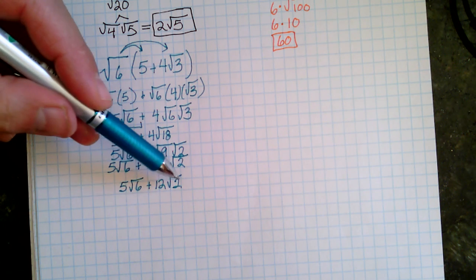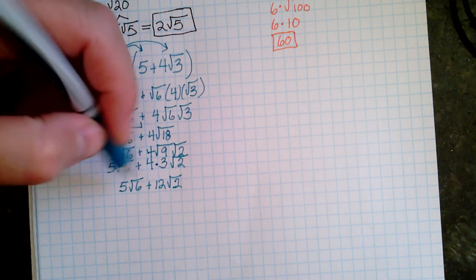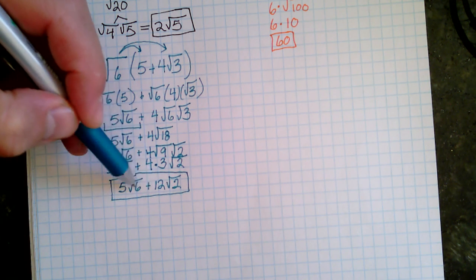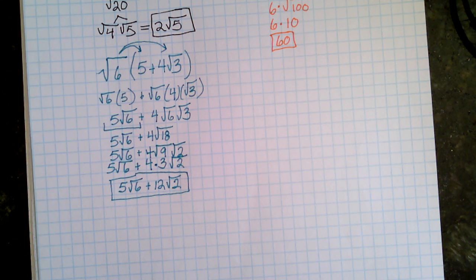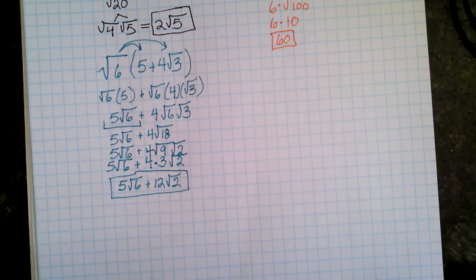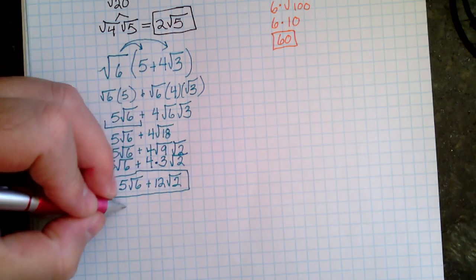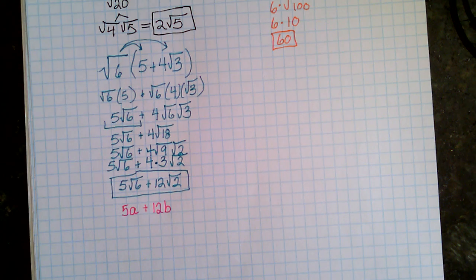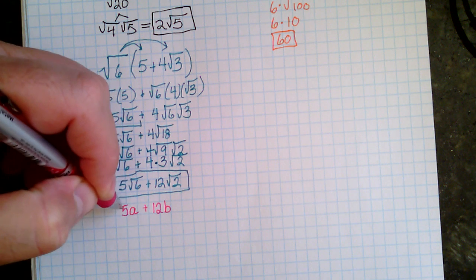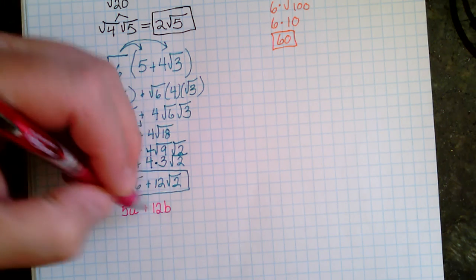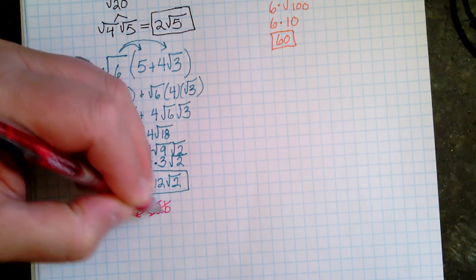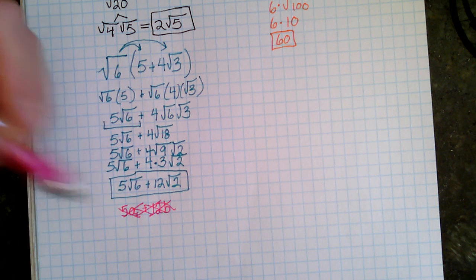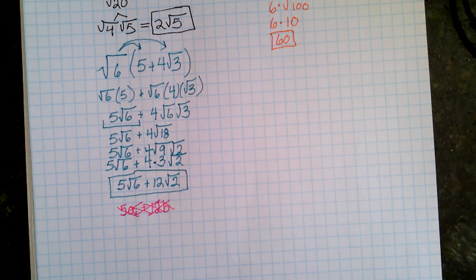And since these radicands are different, I cannot combine them any further. For example, I cannot make this 17 root 8 because those are unlike terms. It's very similar to the rule where if I had 5a plus 12b, I can't put those together and make 17ab. Those are not like terms. So you treat the radicands as if they were variables. They have to be exactly the same in order for you to combine them.